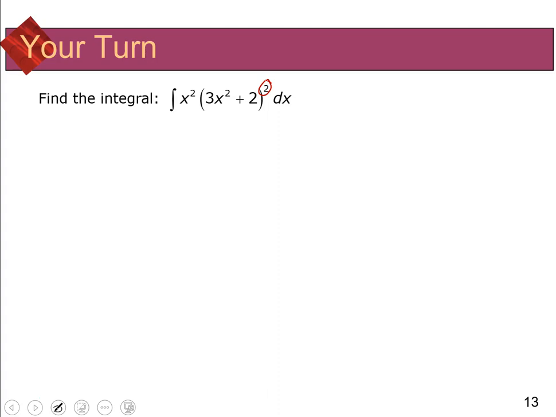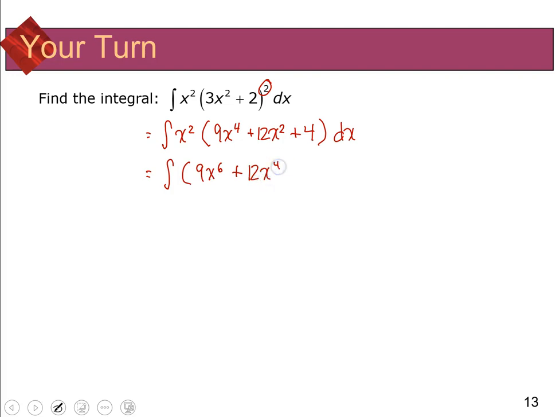But I'm squaring. So I can simplify this by saying, okay, I'm going to have the integral of x squared times, if I FOIL this out, 9x to the 4th plus 12x squared plus 4. And then I could go one more step and distribute the x squared now, which gives me 9x to the 6th plus 12x to the 4th plus 4x squared.